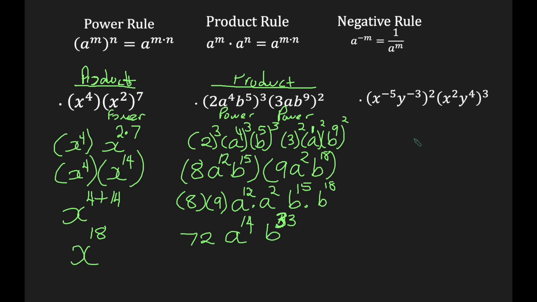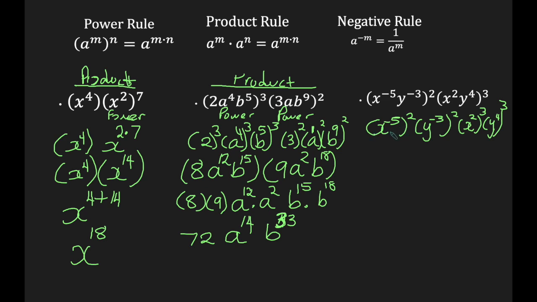Now let's look at our last example. So here in this example, I have the power rule, the power rule, product rule, and then I see some negatives. So we're going to do power rule first. So that's x to the negative 5 raised to the 2nd power, y to the negative 3 raised to the 2nd power, x squared raised to the 3rd power, and y to the 4 raised to the 3rd power.